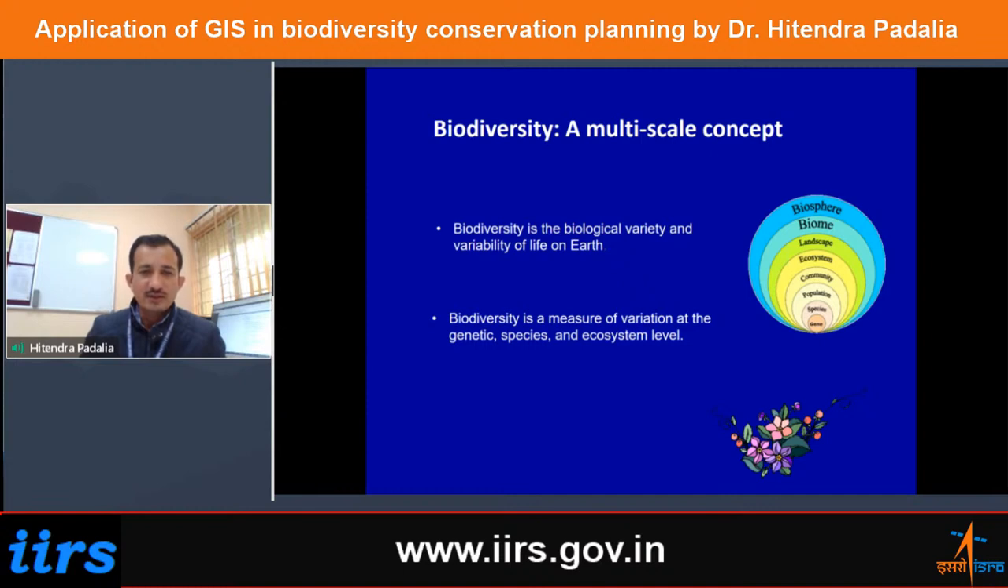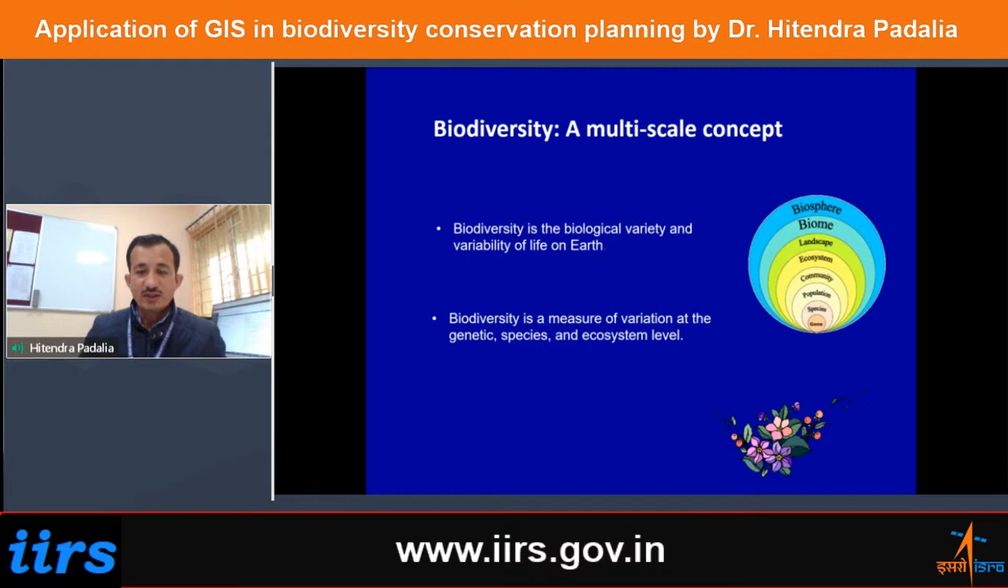What is biodiversity? We define biodiversity as the variability and variety of life on the earth, and this is the definition which is more often used. But if you really want to understand the different levels of organization, biodiversity is a multi-scale concept. Biodiversity is a measure of variation at genetic, species, ecosystem, landscape and biome level. So there are different levels of organization of biodiversity on the planet Earth.